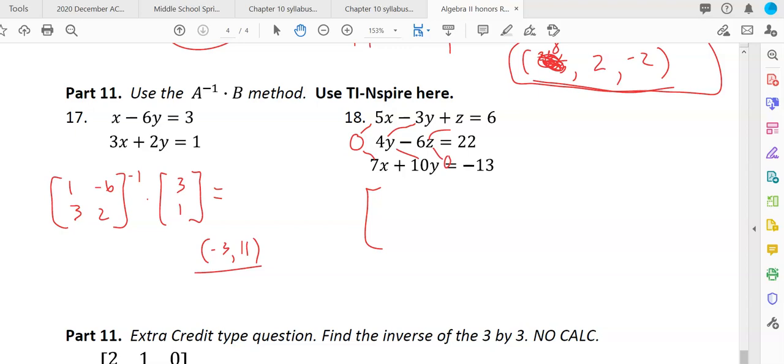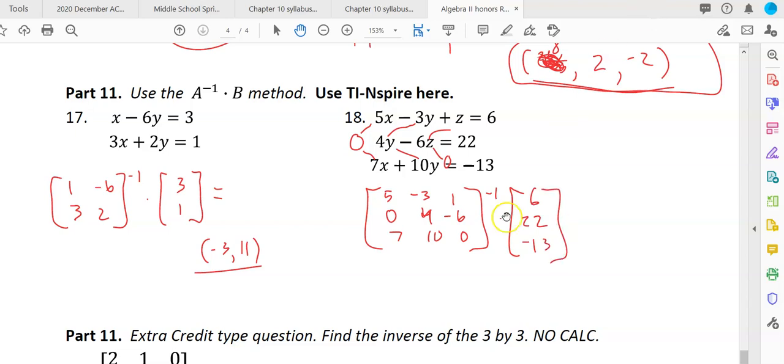So as far as x, y, z, this could be 5, negative 3, and 1. In the second row, the x, y, z is 0, 4, and negative 6. And the next row is 7, 10, and 0. Inverse of A times B, which is the constant matrix, 22, negative 13. At this point, you just type in your calculator.